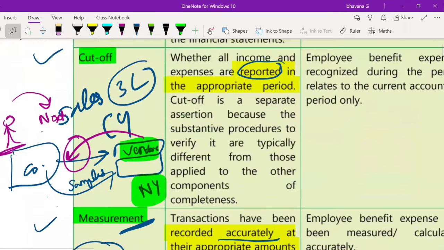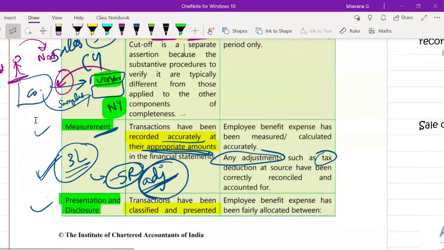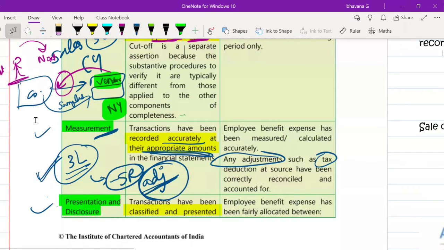Divakaran, you tell me. Have you understood what cutoff is? So this is wrong, right? You should not do it. Whatever income or expenses are there relating to the appropriate period only, you have to record. Divakaran, is it clear? Yes. Okay.